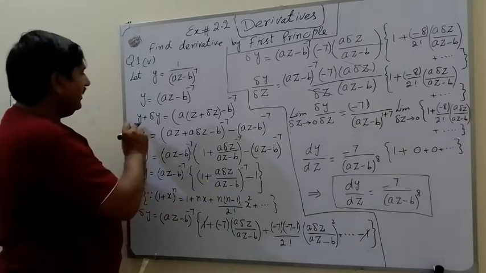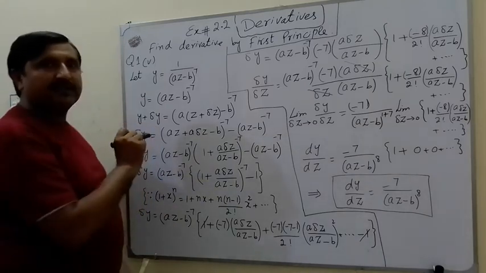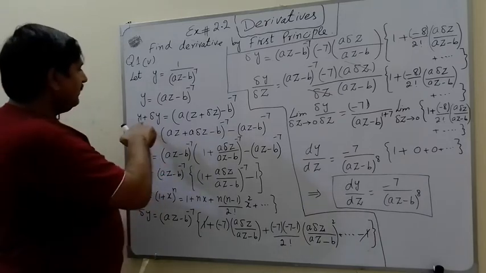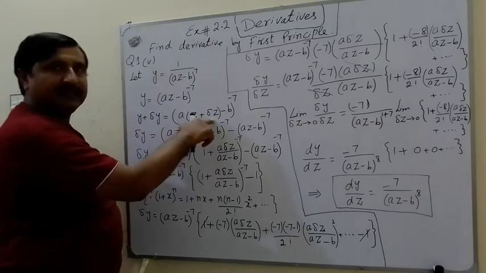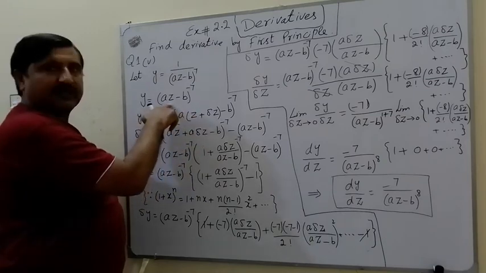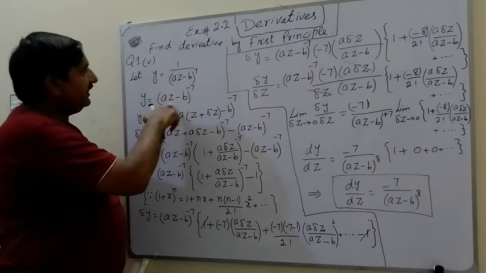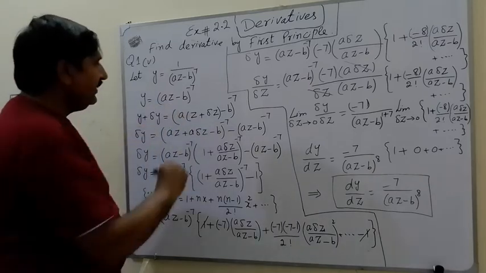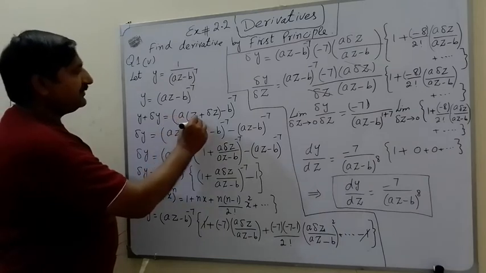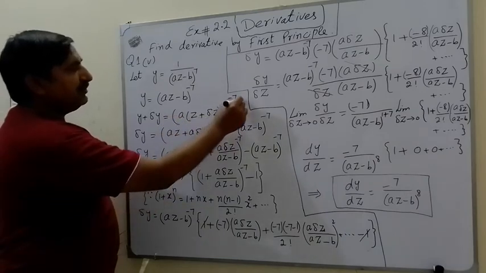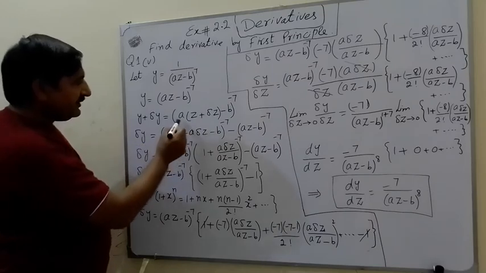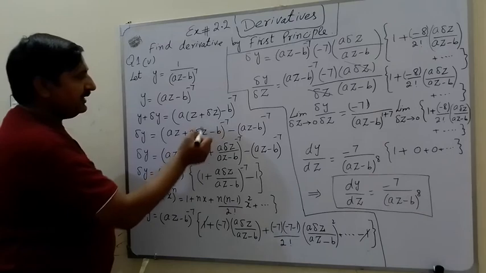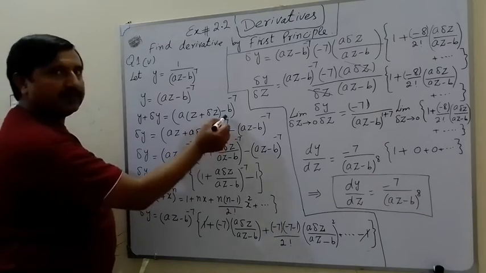So our next step, according to the first principle or the Abel method, is that we let y plus del y, the change in the dependent variable, and z plus del z, the change in the independent variable. Because in this question our dependent variable is y and the independent variable is z. So I write y plus del y equals a into (z plus del z) minus b, raised to power minus 7. In the next step, I open this bracket: az plus a into delta z minus b, raised to power minus 7.